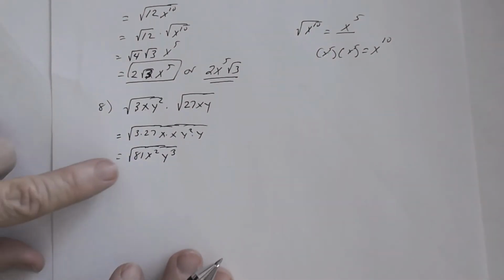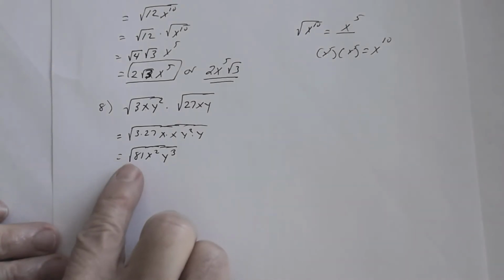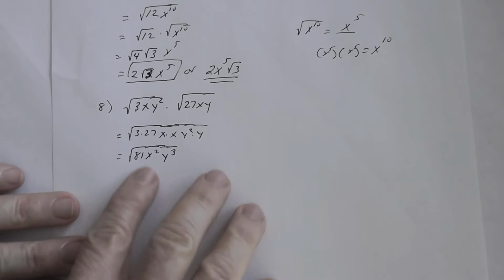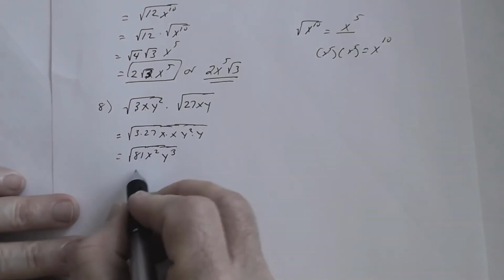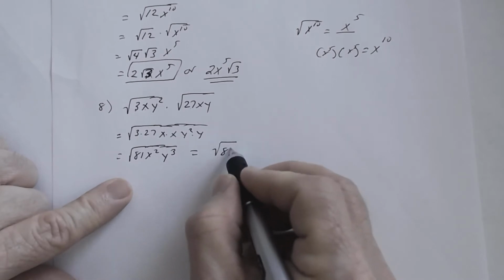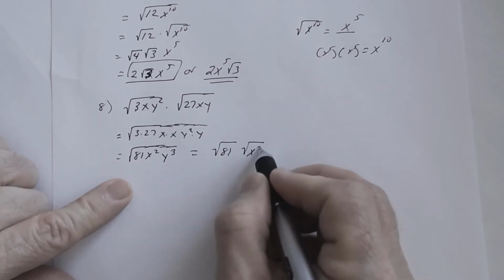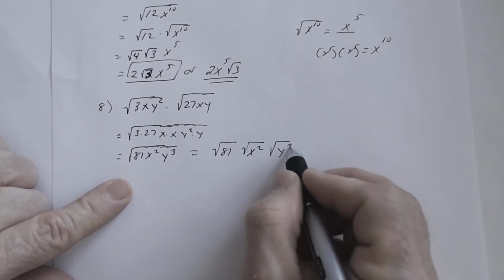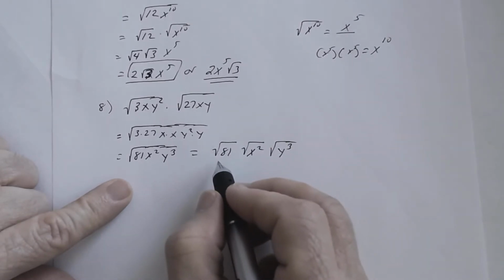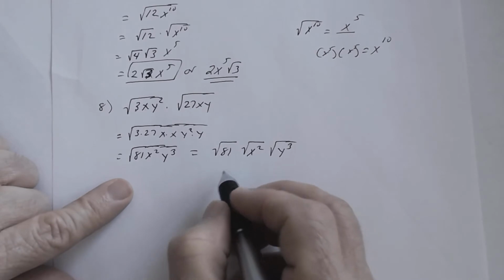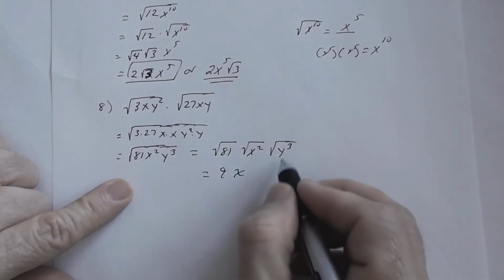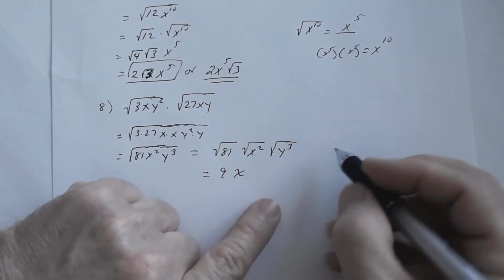Now I'm going to simplify this. And to simplify this, that's where you go back to previous lessons. So I'm going to use the product rule to rewrite this again. So this is going to be the square root of 81 times the square root of x squared times the square root of y cubed, right? Okay, let's start with the square root of 81. 81 is a perfect square. So what times itself is 81? 9. What's the square root of x squared? x.